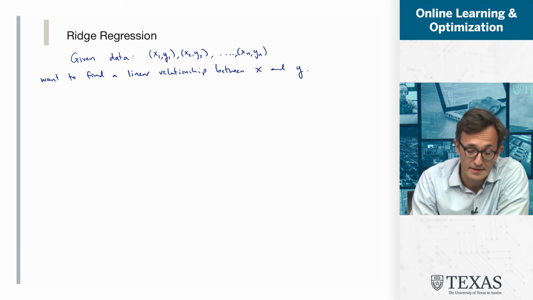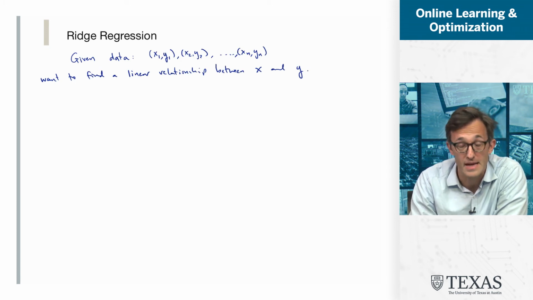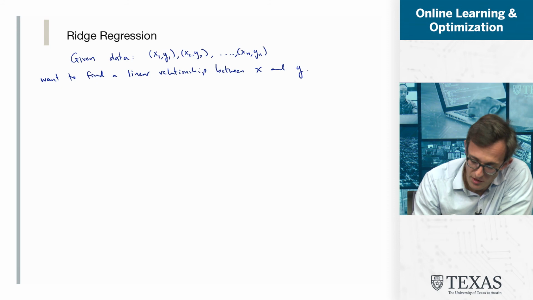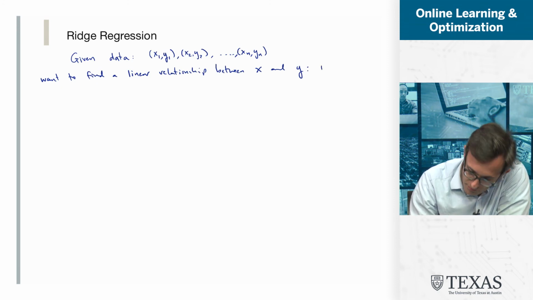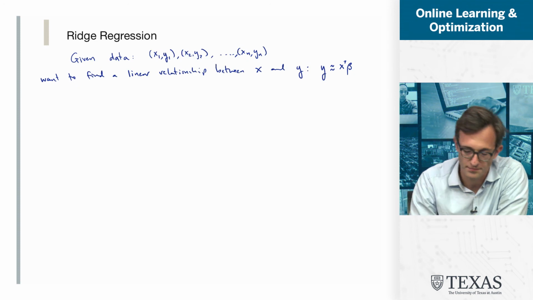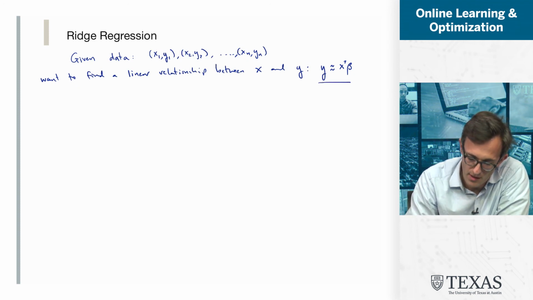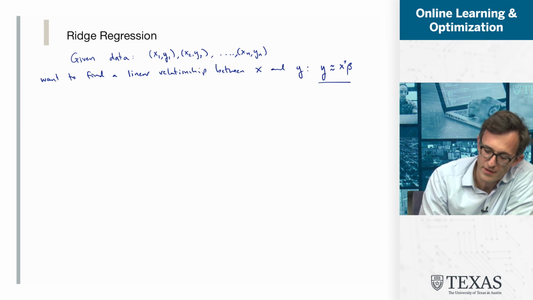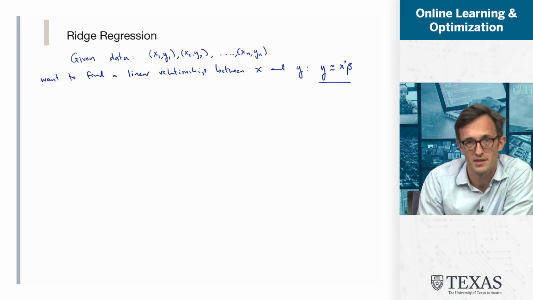So x in this case represents data, and beta is going to be the parameters we're optimizing over. So the linear relationship between x and y that I want to find is going to be of the form y is approximately x transpose beta. What ridge regression tries to do is solve the problem of finding such a beta that fits all of these data as closely as possible.